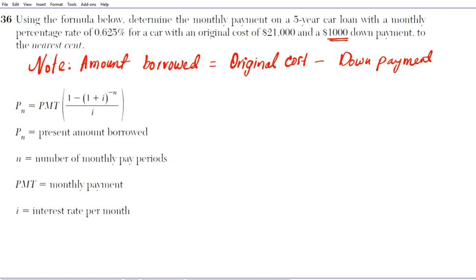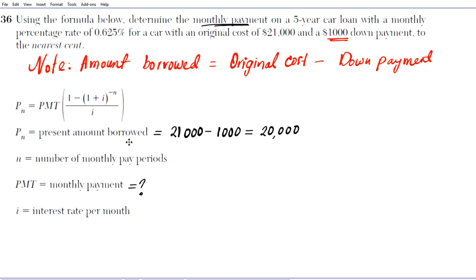What does it ask us to find? Determine the monthly payment. So monthly payment, we have a question mark here. We don't know this. We have one equation, so we can have only one unknown. Let's specify what these other values are, plug them into the equation and solve for PMT, the monthly payment. So what is the amount borrowed? Amount borrowed is the cost minus down payment. We talked about that earlier. So the cost of the car is $21,000. Subtract the down payment of $1,000, and you have $20,000 as the amount borrowed.